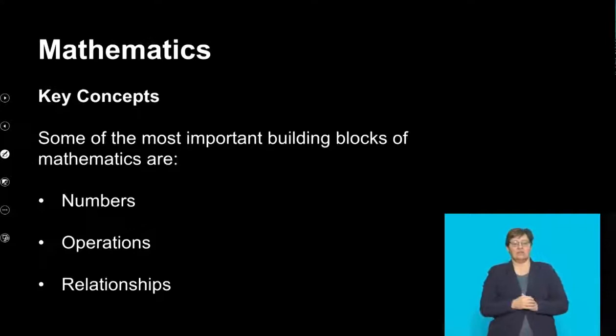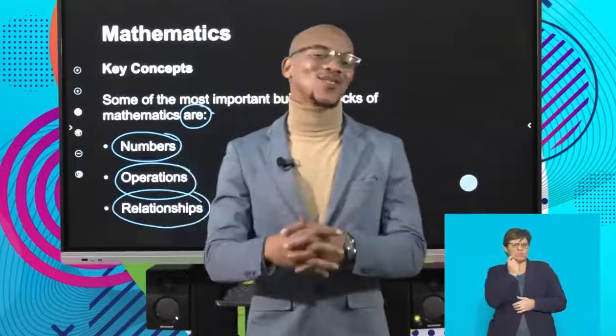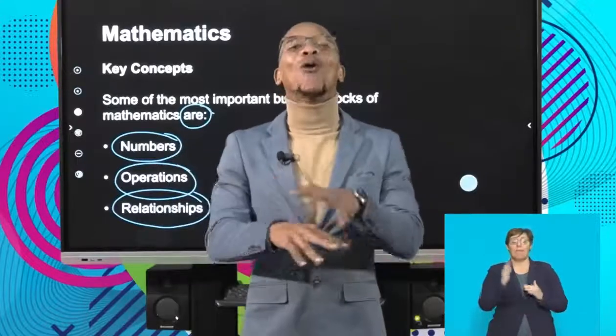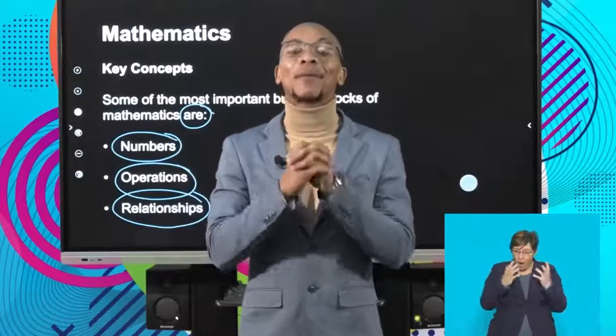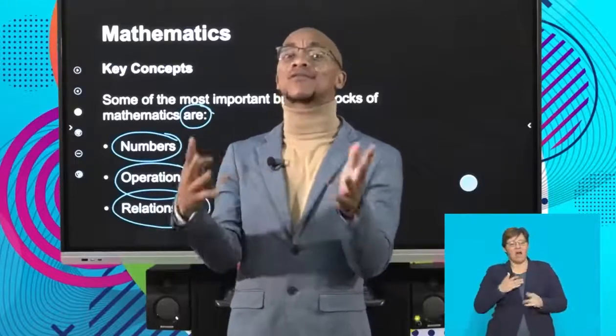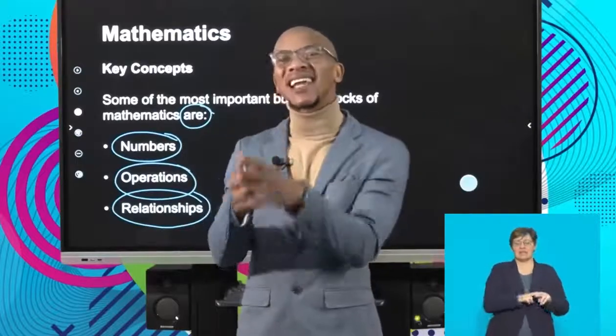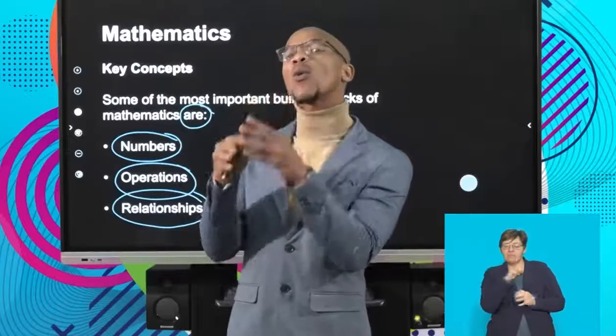Now, the key concept here is that some of the most important building blocks of mathematics are numbers, operations, and relationships. As easy as this sounds, I promise you, the building blocks of the whole entirety of mathematics are numbers, operations, and relationships. When you talk about functions and graphs, it's a relationship between an independent and a dependent variable. So that's a relationship. That's what makes graphs what they are.